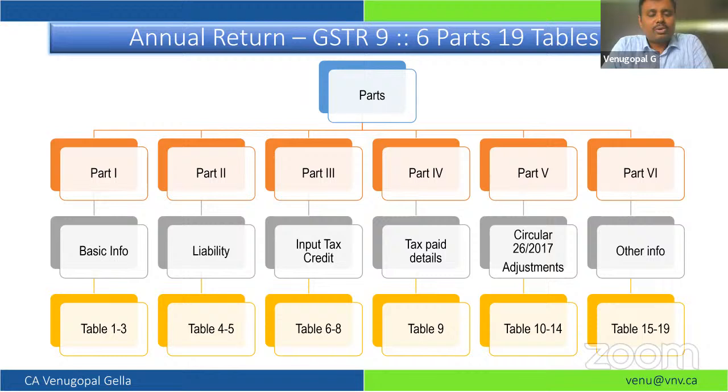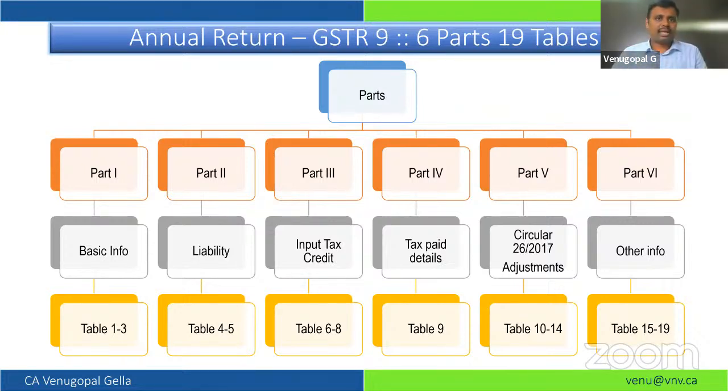Table 4 talks about the turnover on which there is a tax liability. Table 5 is transactions on which there is no liability. So you're going to split the turnover into 2 parts. Where there is a liability, it will be in 4. Where there is no liability, it will be in 5.